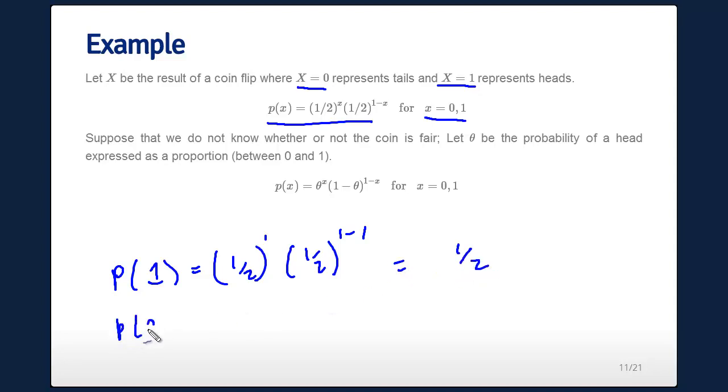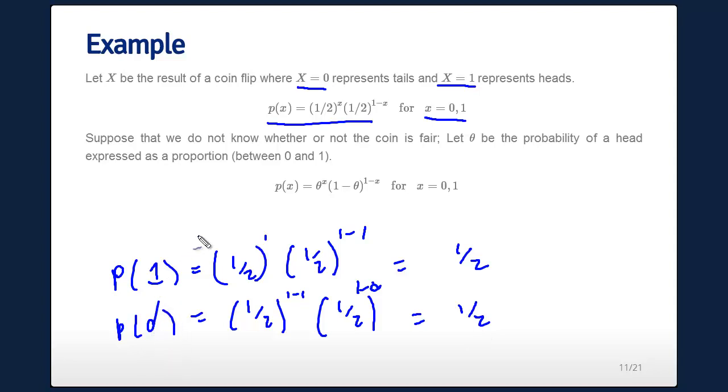And if we plug in p of 0, we get 1/2 to the 0, 1/2 to the 1 minus 0 power, which again is 1/2. Okay, so that's exactly what we want. It assigns 1 and 0 probabilities of a half and a half. And there are a lot of different ways, I guess infinitely many ways, you can specify this probability mass function, but this is a particularly convenient one.